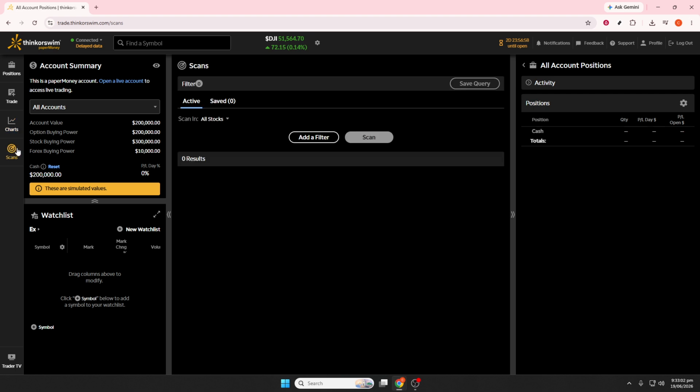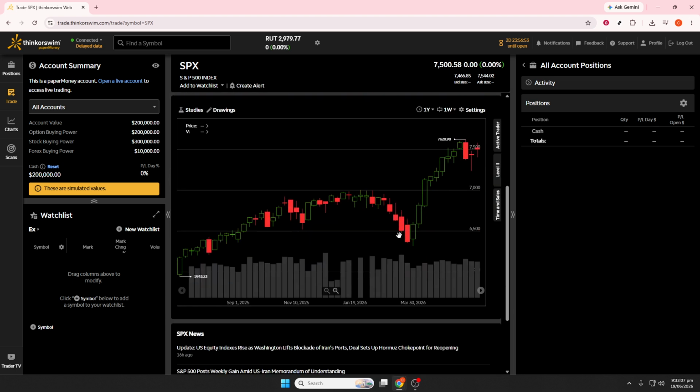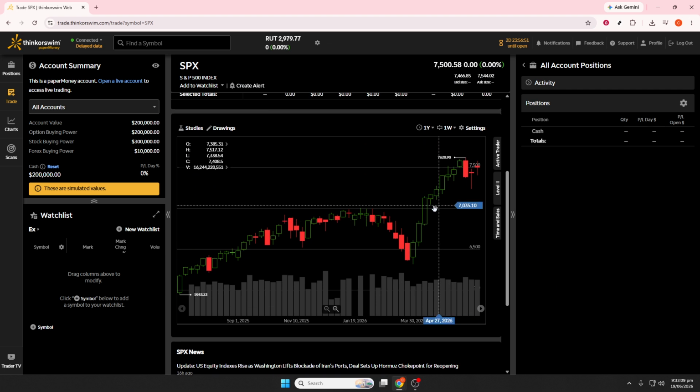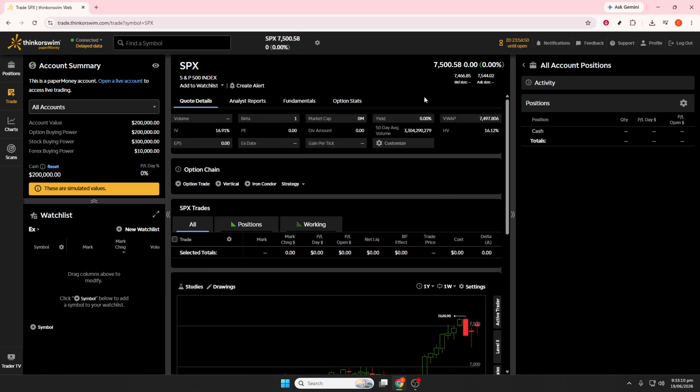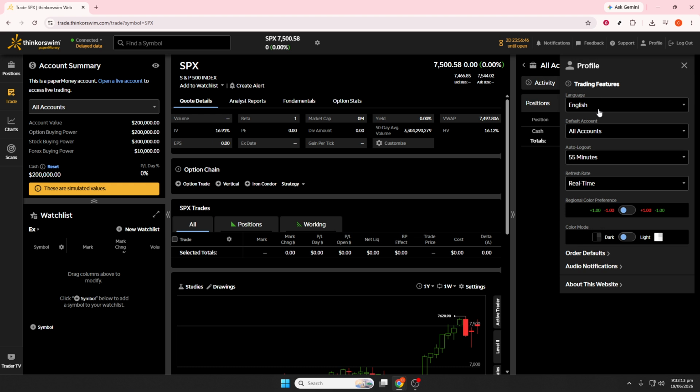After you select the OCO Bracket option, Thinkorswim automatically creates 3 separate orders as part of the setup. The first is your entry order, which is the order that gets you into the trade. The second is your profit target order, which is designed to close the position if price reaches your desired profit level. The third is your stop loss order, which helps limit downside if the trade moves against you.